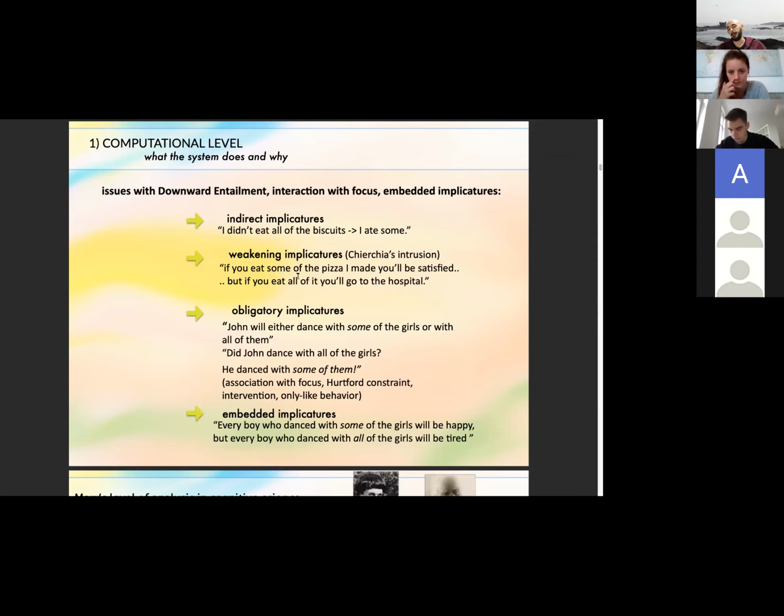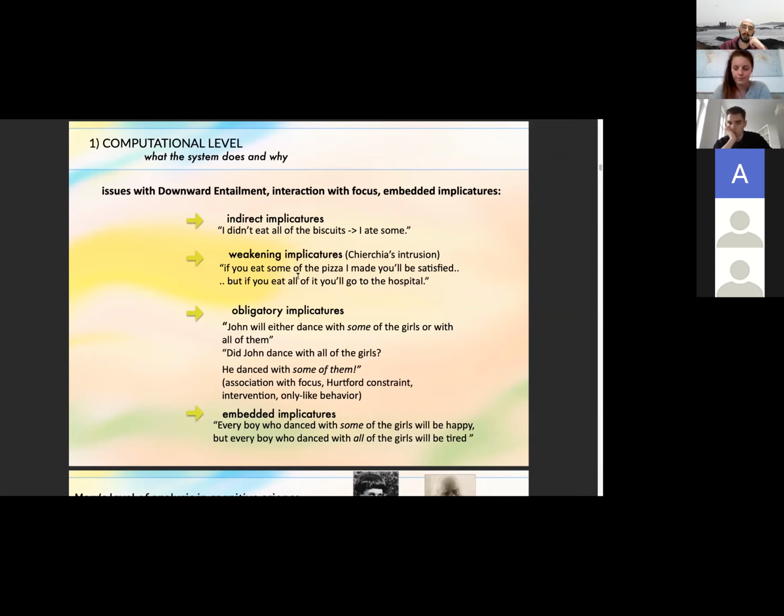Okay, and finally, one of the most important observations is that it seems that you can have these implicatures computed at the embedded level. Again, a little bit like the case of the intrusion, but also in contexts where they don't necessarily give you a weaker sentence, but they give you a different pattern of inferences. So for instance, you say every boy who dances with some of the girls will be happy, but every boy who dances with all of the girls will be tired.